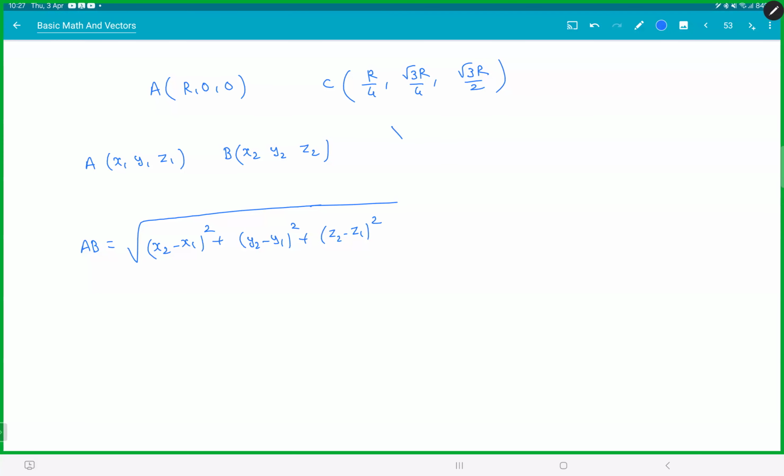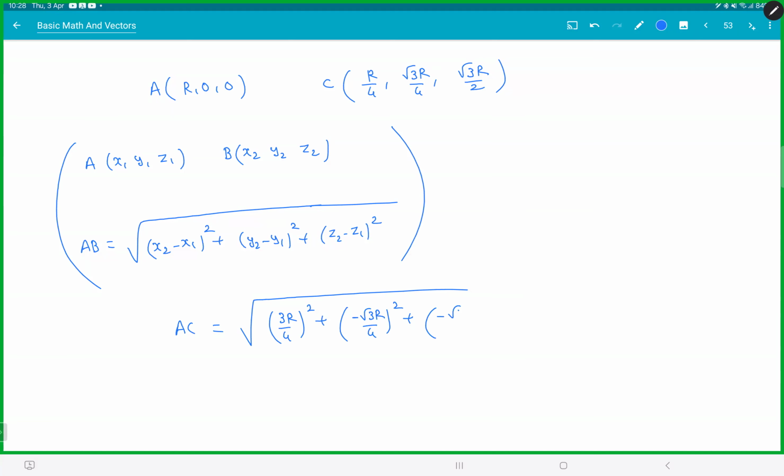There. So using this formula here, now you can solve here. AC will be root over (r minus r by 4) whole square, plus (0 minus root 3 r by 4) whole square, plus (0 minus root 3 r by 2) whole square.